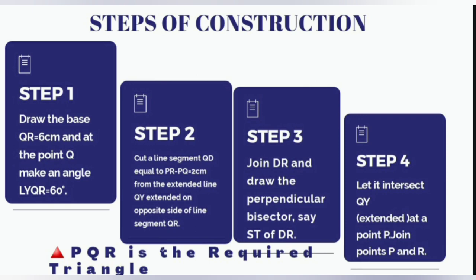And then we will cut an arc of 2 centimeter on this line segment which has been extended in the opposite side. Then join DR, and now DR is the new side. We will draw its perpendicular bisector, say ST, and let it intersect QY extended at a point P. We will join points P and R, and the triangle that we get, PQR, is the required triangle.